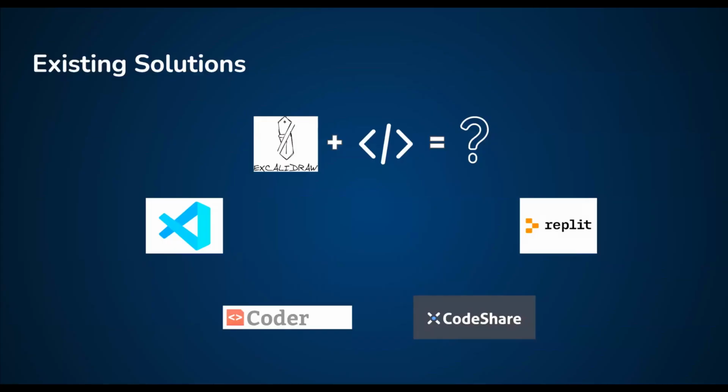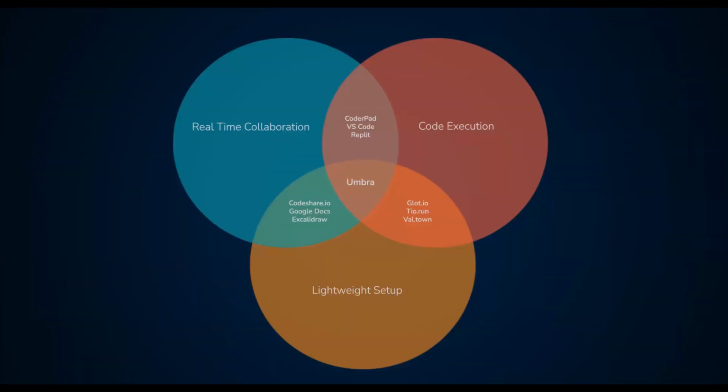In our research, we were captivated by the surge of innovation in real-time collaborative editing. We imagined a tool that combines the simplicity of Excalidraw or Google Docs with the power of a programming environment, complete with the capability to run code and see results instantly in the browser. Our research into existing solutions revealed that most tools specialize in 2 out of 3 key areas: real-time collaboration, in-browser code execution, and a lightweight, simple setup.